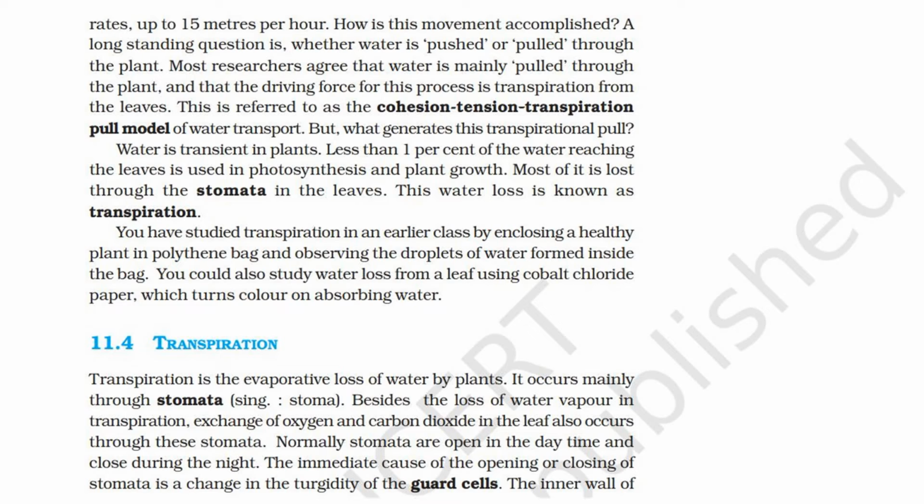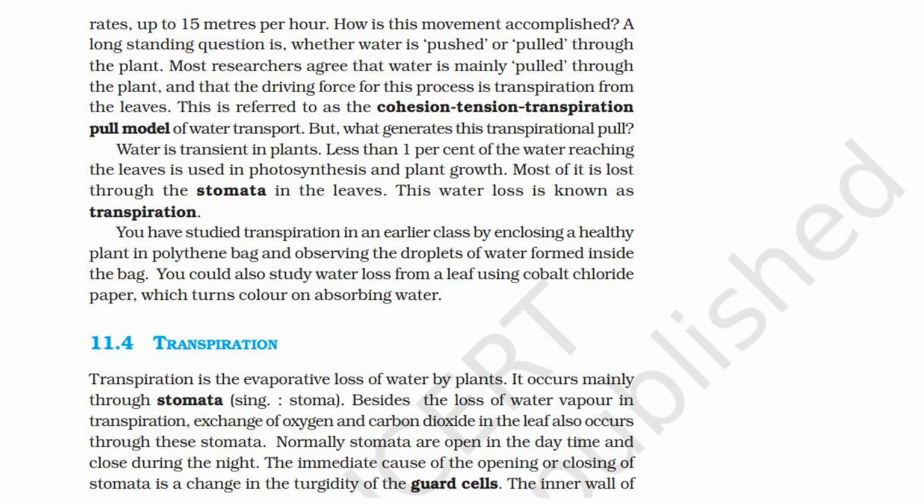But what generates this transpirational pull? Water is transient in plants. Less than 1% of the water reaching the leaves is used in photosynthesis and plant growth. Most of it is lost through the stomata in the leaves. This water loss is known as transpiration.